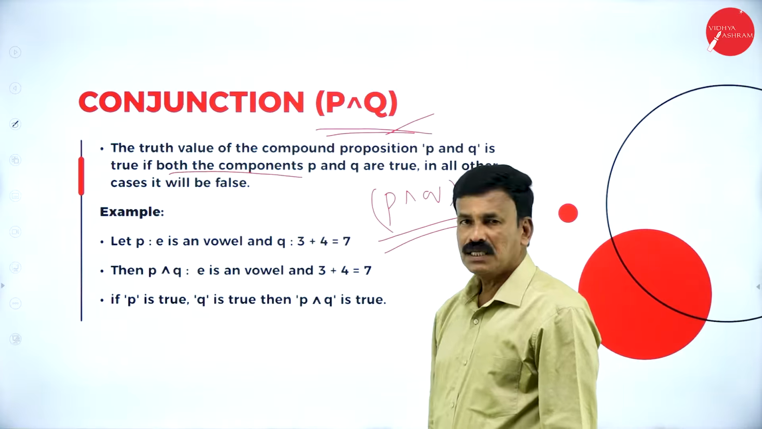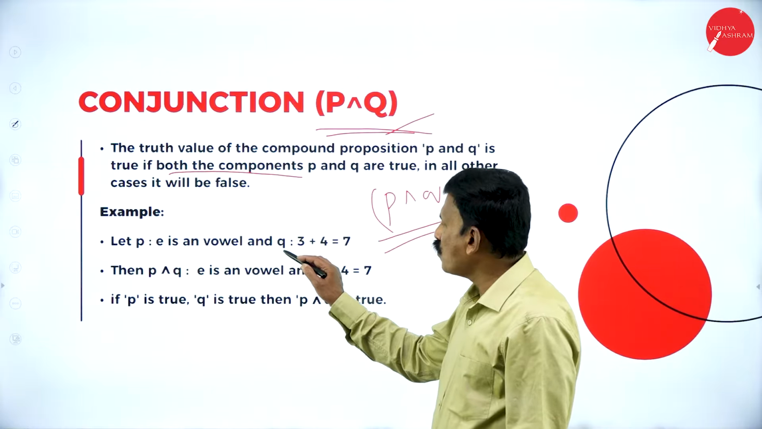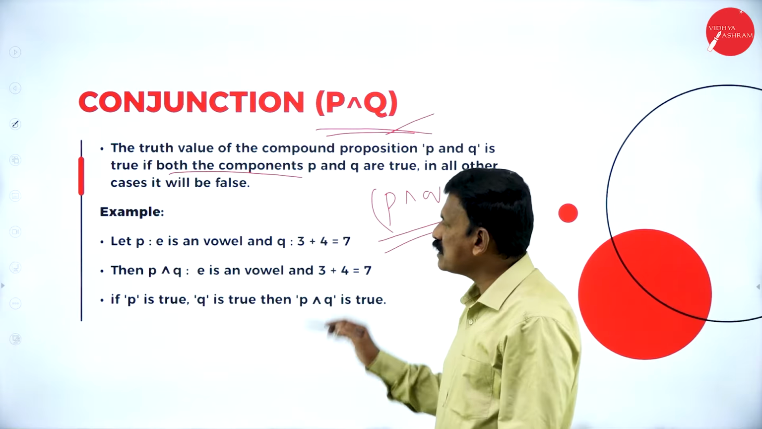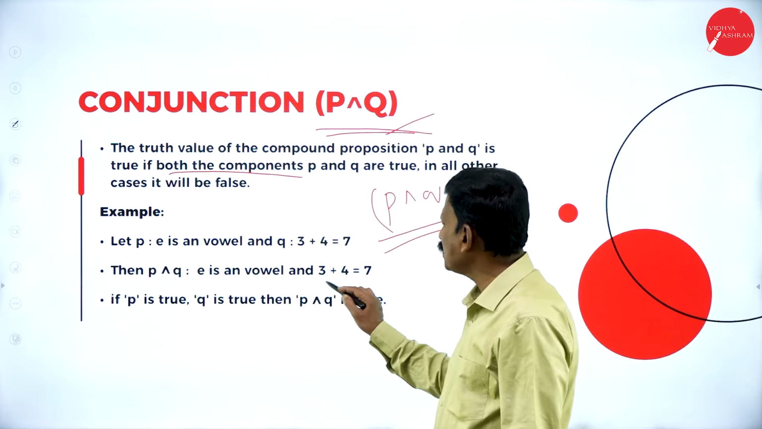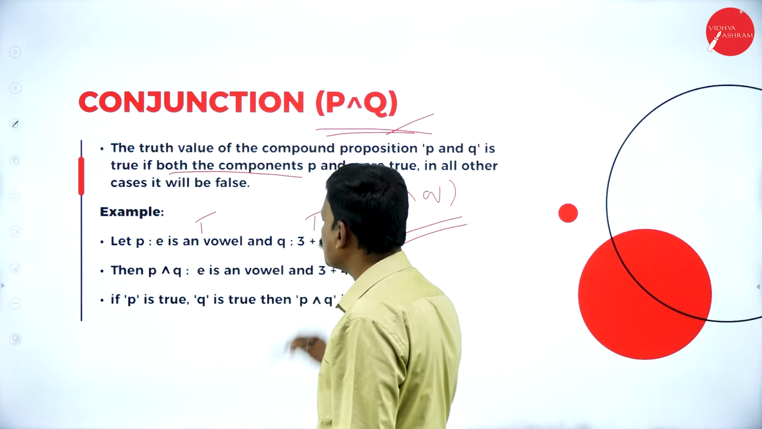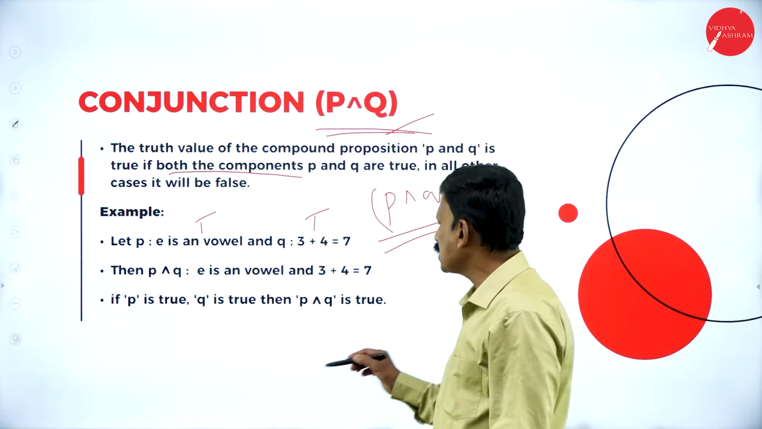For example, let us take P: E is a vowel, and Q: 3 plus 4 is equal to 7. Here, both the statements are true. E is a vowel and 3 plus 4 is equal to 7. So, this is true and this is also true. Therefore, true and true is always true here.